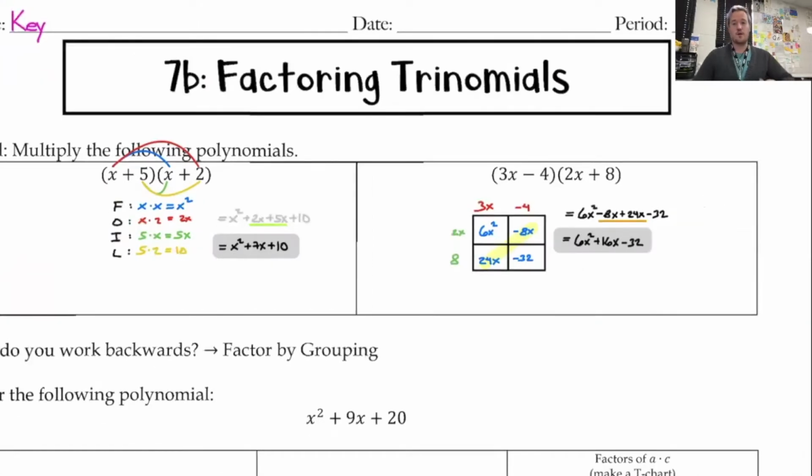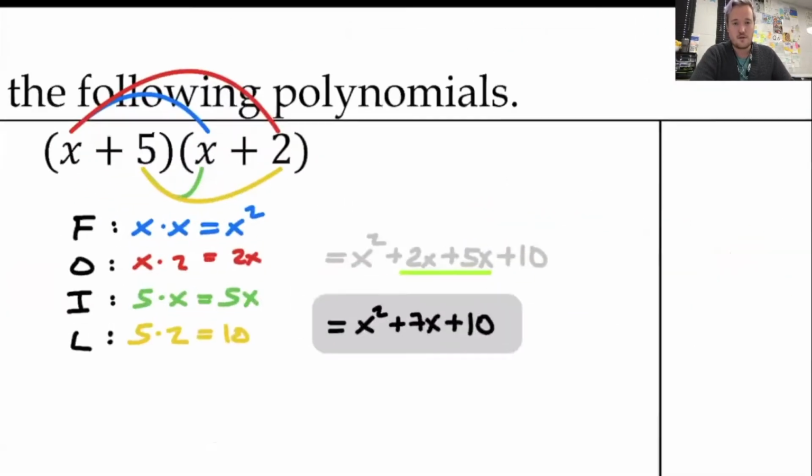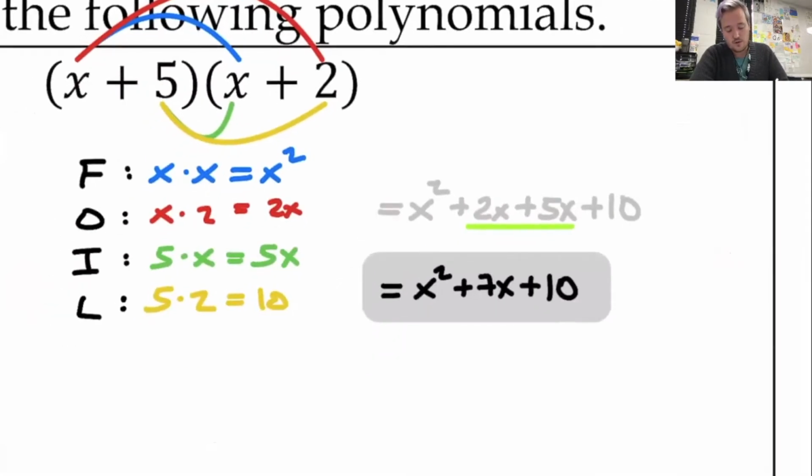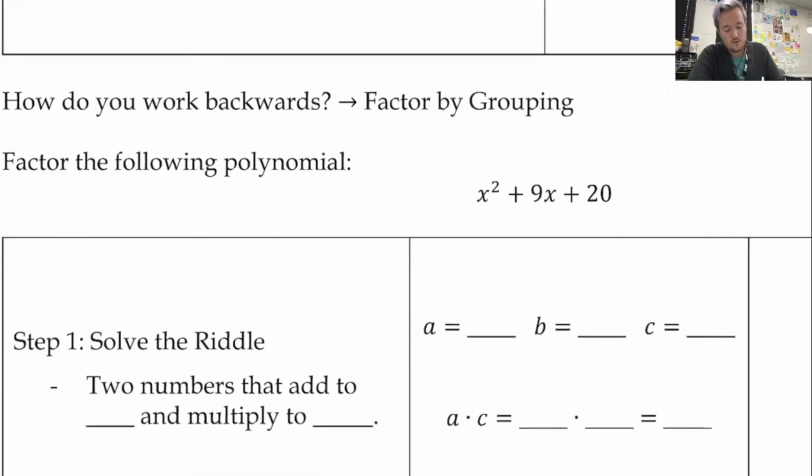All right, so what factoring trinomials is really going to focus on is we're actually going to do these problems backwards. Very specifically, we're going to start with our answer here, and we want to end with the binomials from the very beginning. So we're going to go backwards. And by doing that, we're going to do a method called grouping.